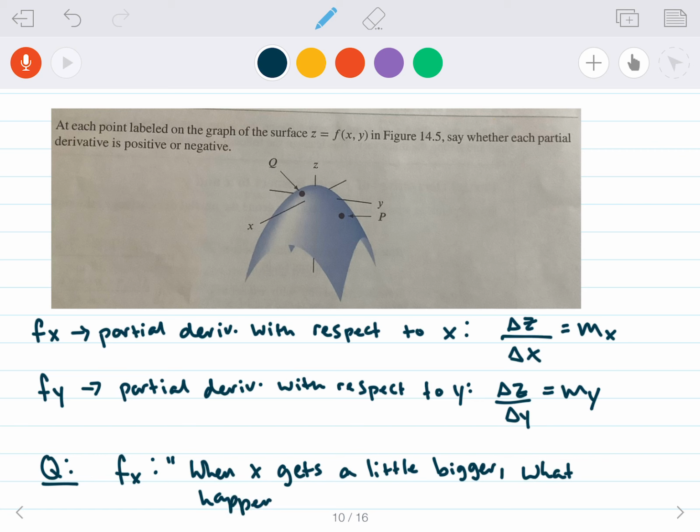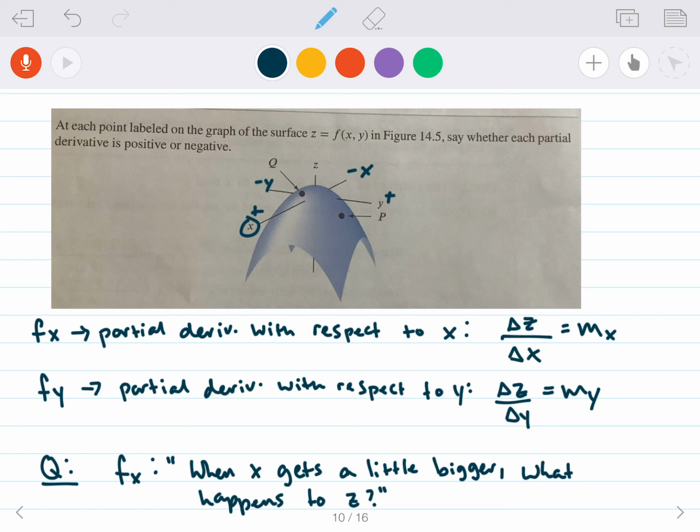That's what you want to ask yourself. What happens to z when x just gets slightly bigger? Now remember, on this three-dimensional axis, this is positive x, right? Coming out of the page is positive x, whereas this guy in the back is the negative x direction. For y, this is the positive y direction, and to the left is the negative y direction.